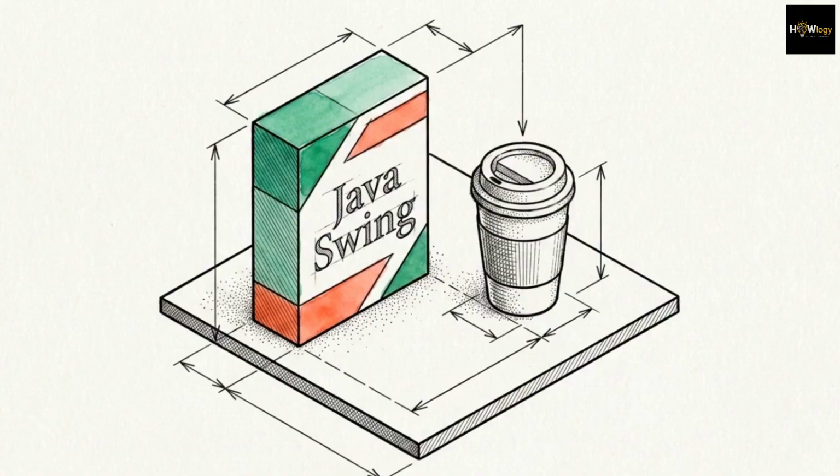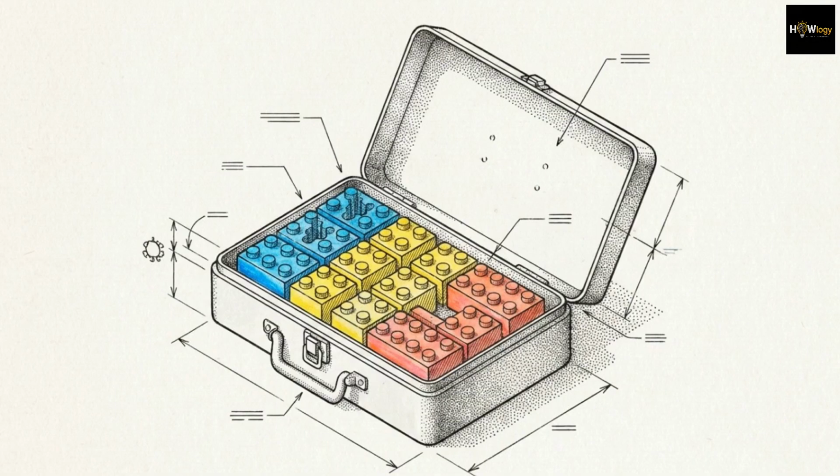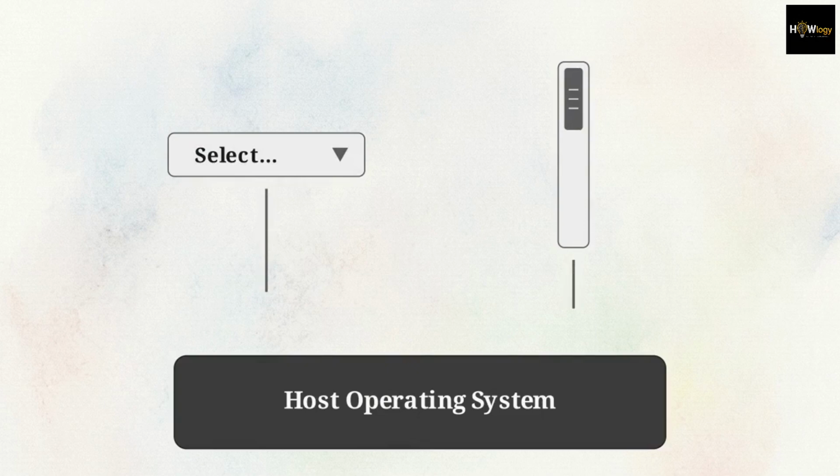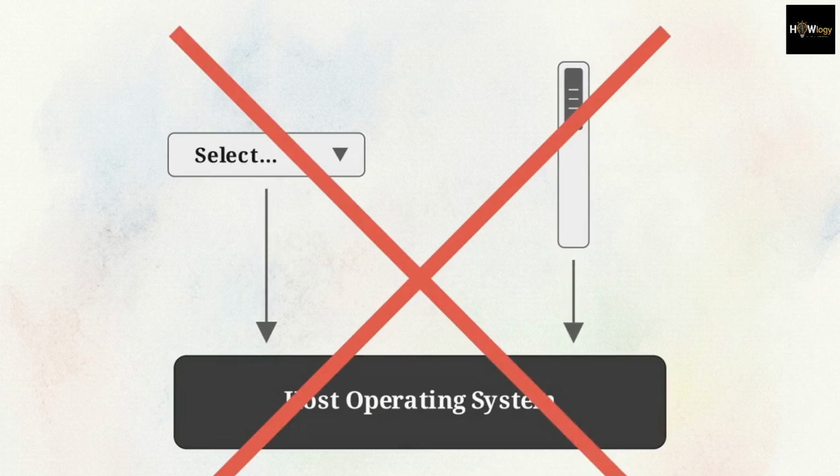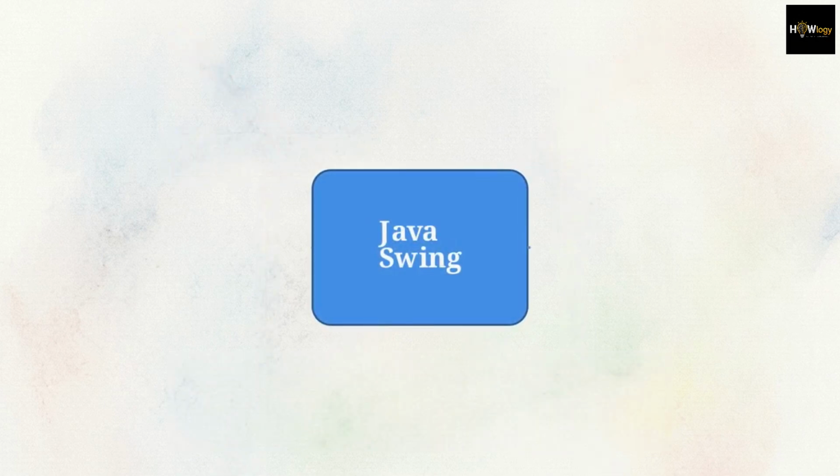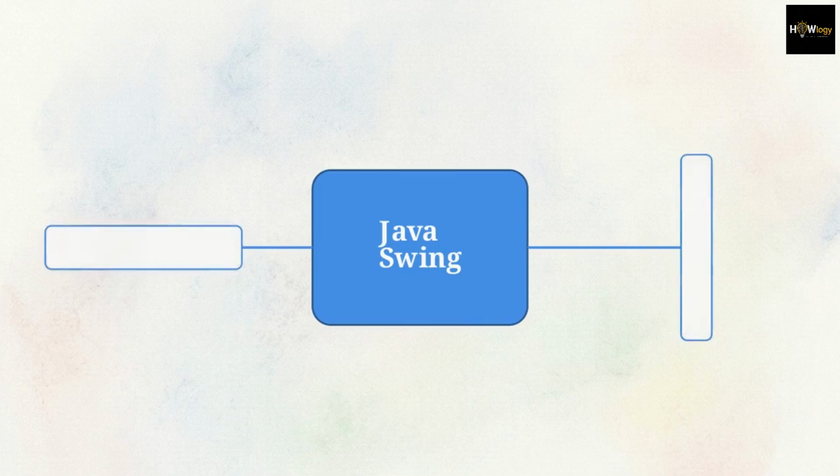The solution arrived in 1998 with Java Swing. Think of Swing as a standardized box of digital Lego bricks, designed specifically to bypass the platform wars entirely. Instead of begging the operating system to render a drop-down menu or a scroll bar, Swing was written completely in Java. It took full control and drew its own interface directly onto the screen.